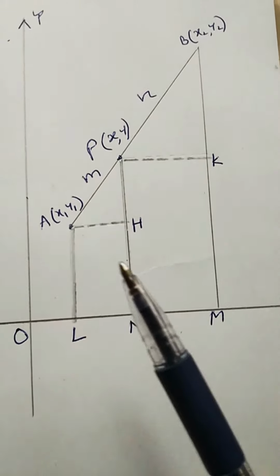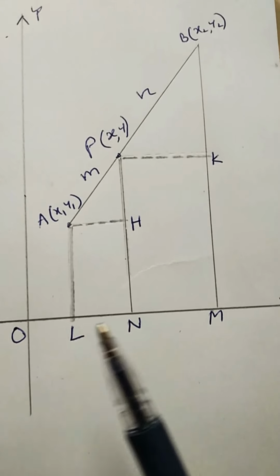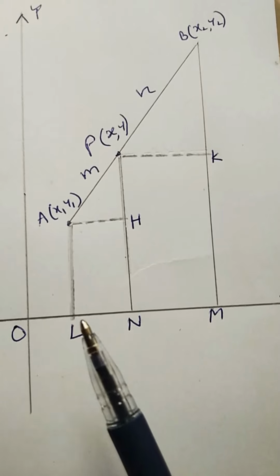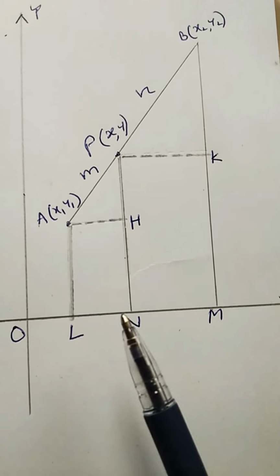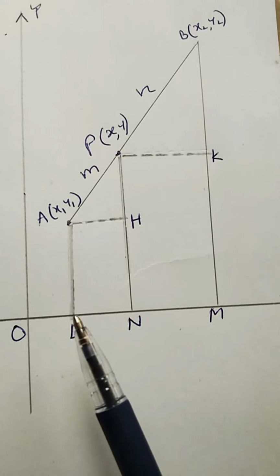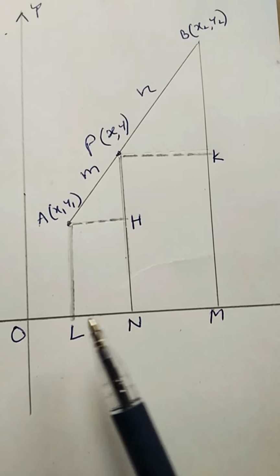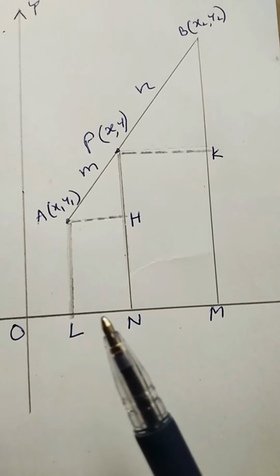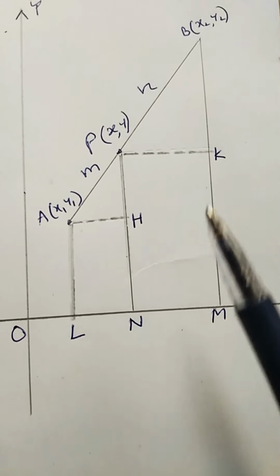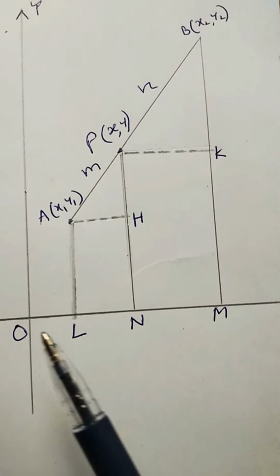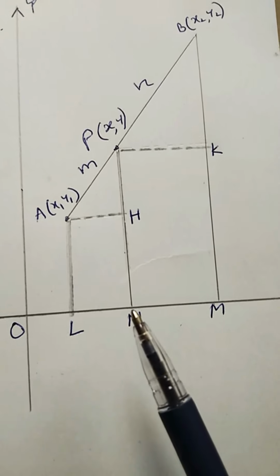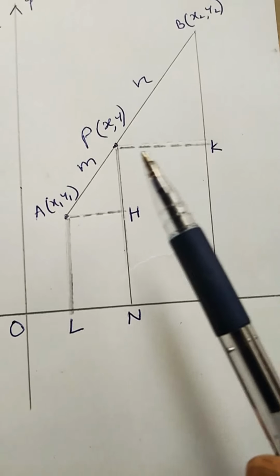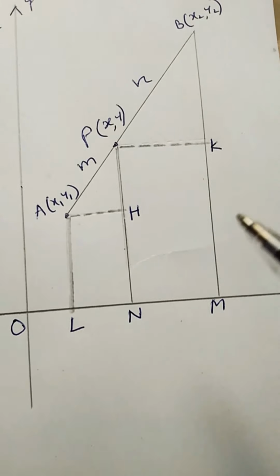How can we get this? Say AH. AH is equal to LN. So LN means it is ON minus OL, and the ON coordinate is x, so this distance will be x, and OL will be x1. So LN, which is AH, will be equal to x minus x1. Similarly, PK will be equal to NM, which is equal to OM minus ON. So OM is x2 and this is x. So this distance will be x2 minus x. That we can write here also.